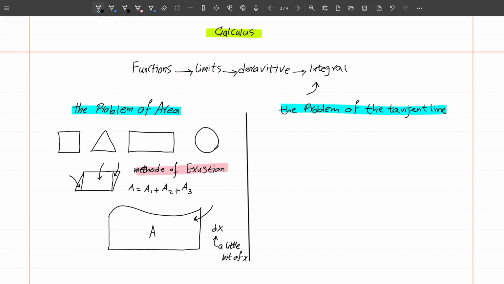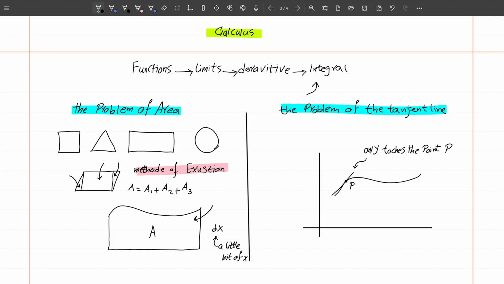On the problem of the tangent line, to define this problem, we have to begin by understanding what a tangent line is. A tangent line, by definition, is a line that touches a curve at one point and one point only. So let's say that we have a curve, and this is a point we'll call P. A tangent line at point P will be such a line. This line only touches the point P.